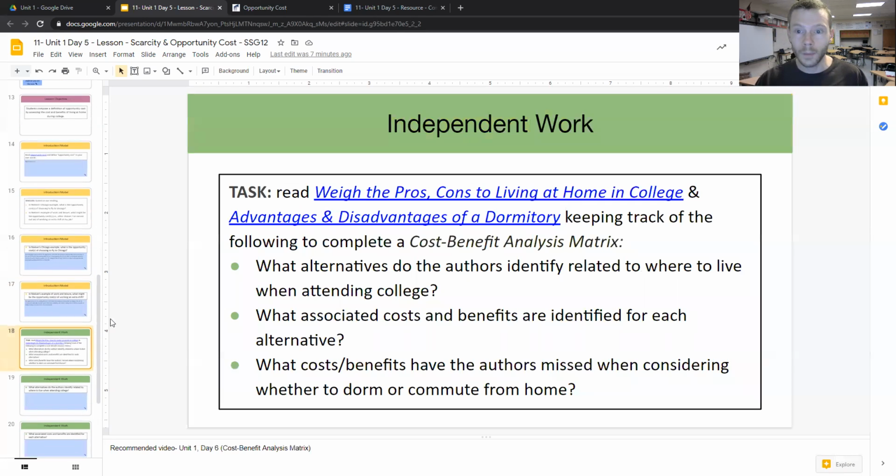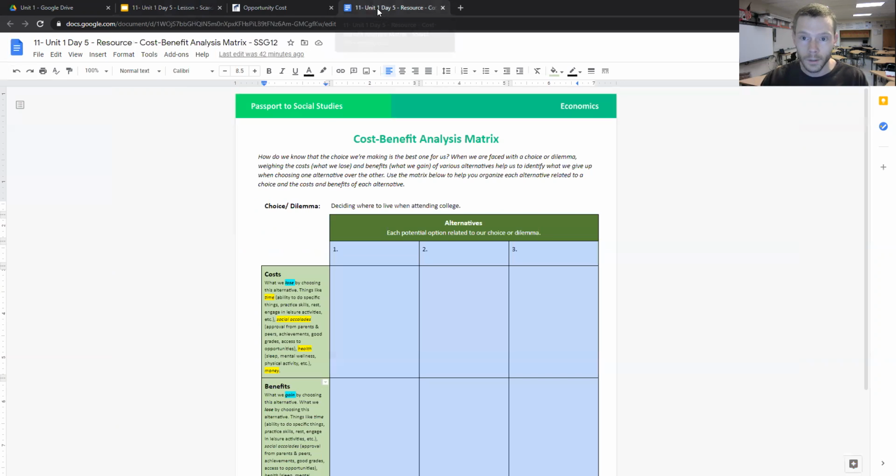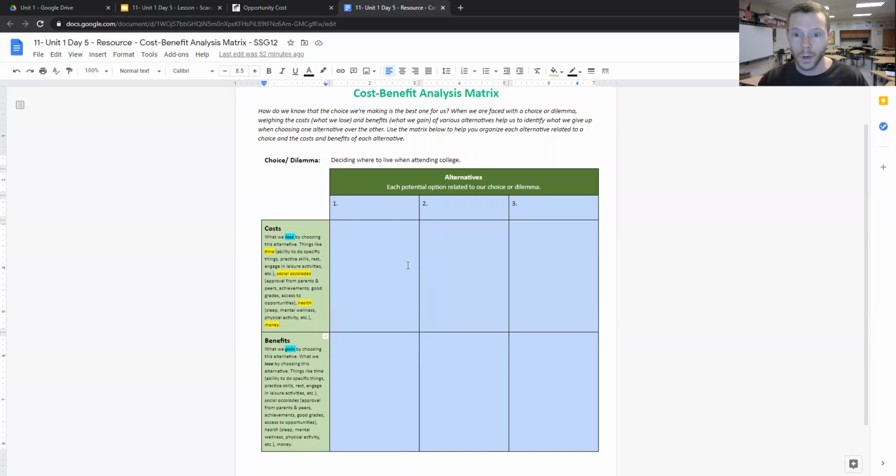Which brings us to the independent work, and just briefly we'll introduce this section here on weighing the pros and cons of living at home in college and the advantages and disadvantages of the dormitory using what's called the cost benefit analysis matrix. And I will recommend that if you want to learn more specific information about the cost benefit analysis matrix, check out the video for Unit 1, Day 6, where we do a deeper dive into the cost benefit analysis matrix. For our purposes today, I just want to point out some key things in this organizer.